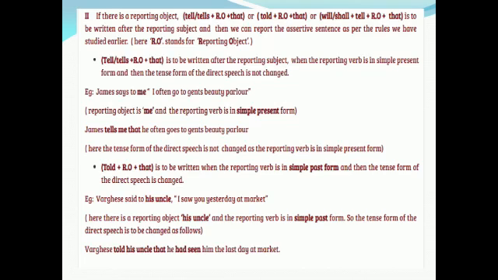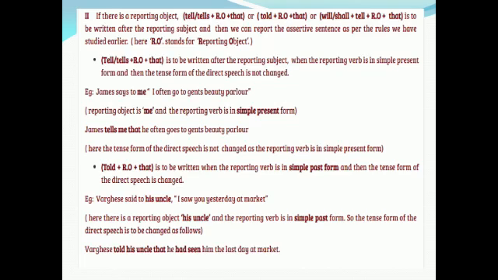Now let's see this part of the sentence. I'll move on to the next part later. Vergis is the reporting subject. Said is the reporting verb which is in past tense. And to his uncle is the reporting object. So when we have the reporting object, said will become told in the indirect speech. And the sentence is, I saw you yesterday at market.